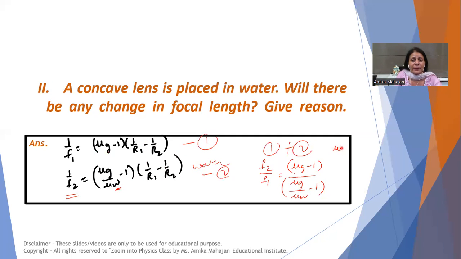ये जो रिफ्रैक्टिव इंडेक्स गिलास का है, ये वाटर से ज्यादा होता है. तो म्यू जी बाय म्यू डब्ल्यू ये रेशियो ग्रेटर देन 1 होगी. अगर ये रेशियो ग्रेटर देन 1 है तो कैलकुलेशन से ये क्लियर हो जाता है कि f2 इज ग्रेटर देन f1. f2 क्या लिया हुआ है? फोकल लेंथ ऑफ लेंस इन वाटर. एंड f1 क्या लिया हुआ है? फोकल लेंथ ऑफ लेंस इन एयर. तो वाटर में फोकल लेंथ इंक्रीज हो जाएगी.